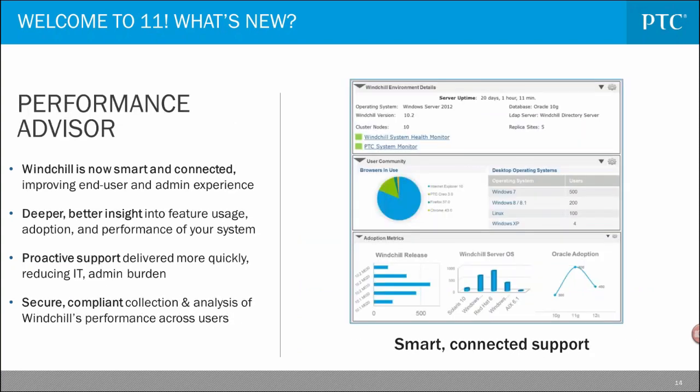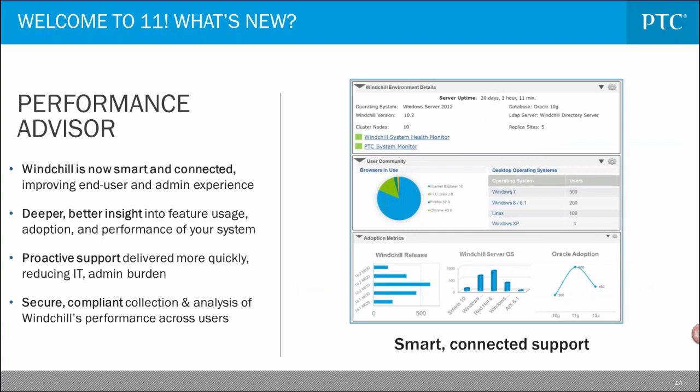The last enhancement is the new Windchill Performance Advisor. This new capability makes Windchill itself a smart, connected product. This is another example of the power of a ThingWorx-enabled Windchill system. Windchill 11 connects with PTC technical support and delivers information to help maintain and optimize on-premise customer instances.